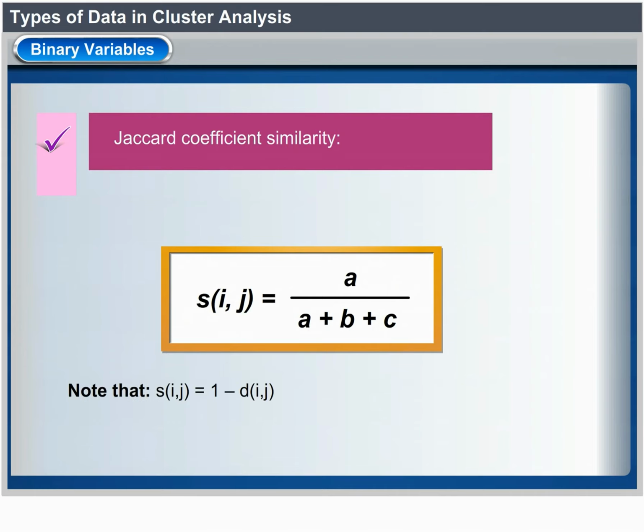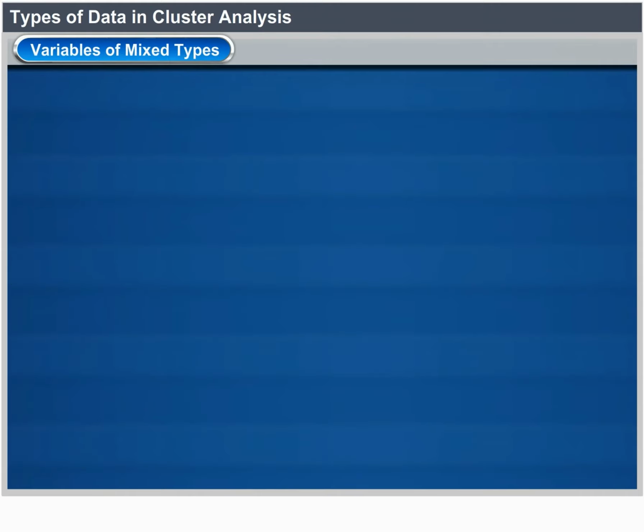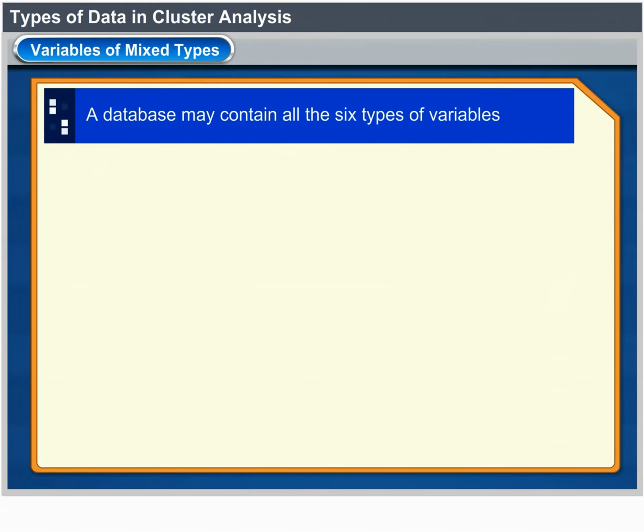Variables of mixed types. A database may contain all 6 types of variables: symmetric binary, asymmetric binary, nominal, ordinal, interval, and ratio scale. One may use a weighted formula to combine their effects, as shown on screen.